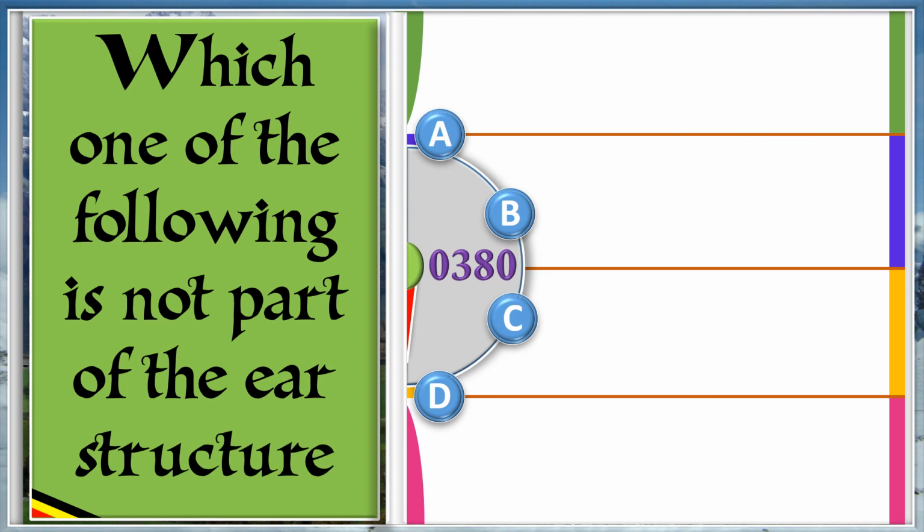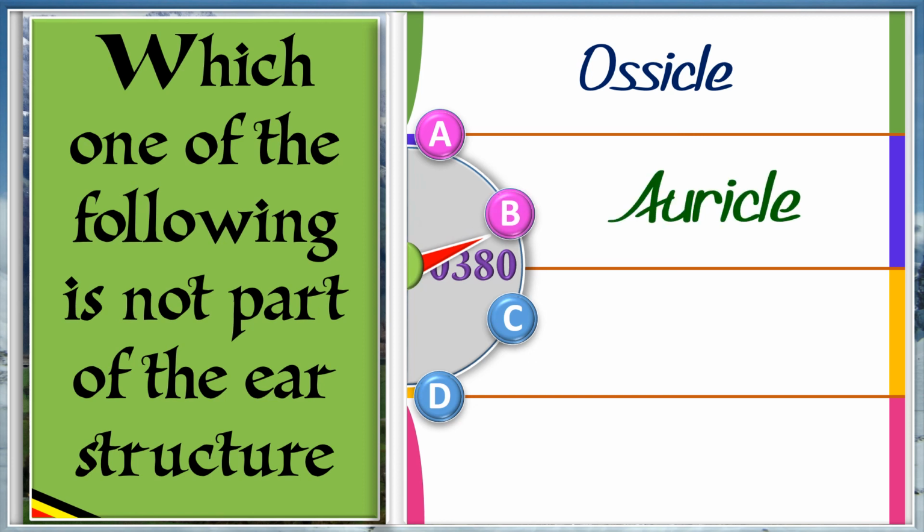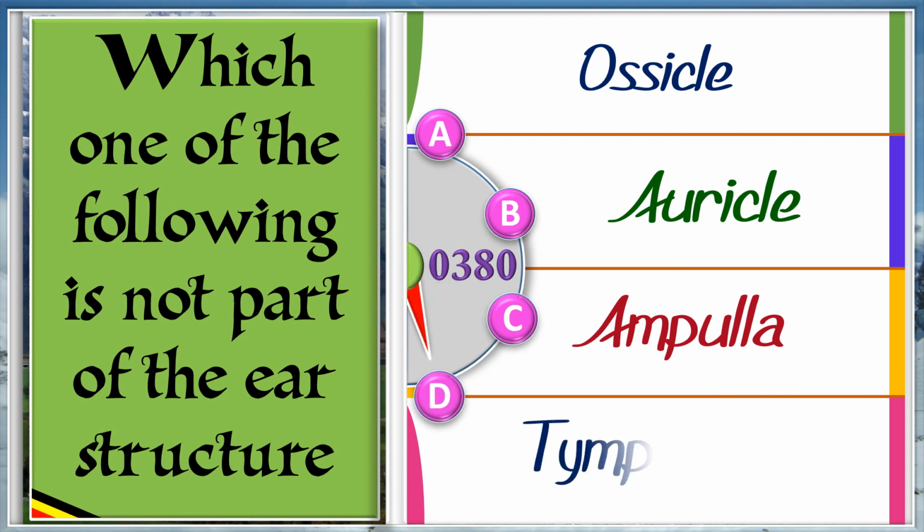Which one of the following is not part of the ear structure? A. Osco. B. Olico. C. Ampulla. D. Tympanum. And the answer is B. Auricle.